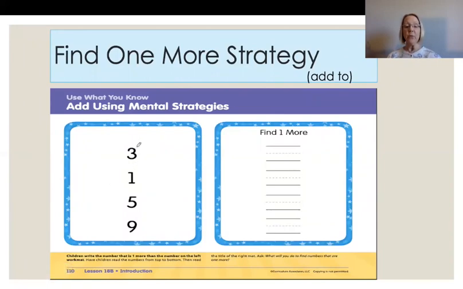We have 3, and if we find one more, that would be 4, correct? We have 1, and if we find one more, we have 2, that's correct. We have 5, and if we find one more, it would be 6. We have 9, and we add 1 or find one more, it would be 10. Very good.